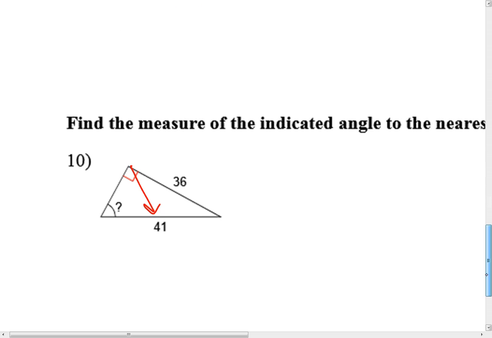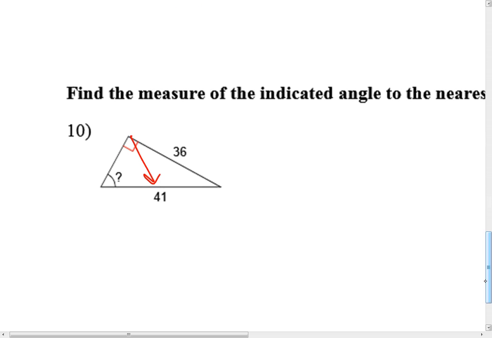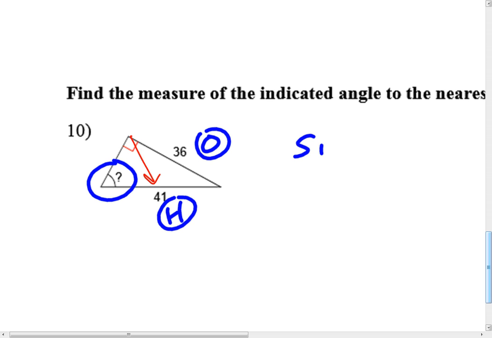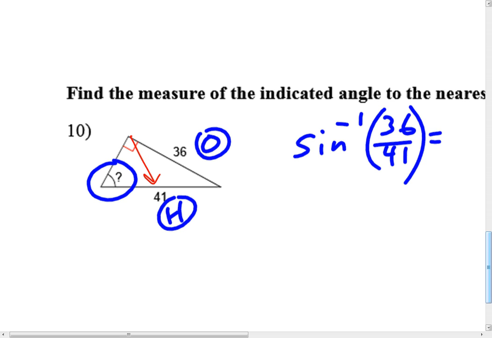Jump to number 10. Number 10 is exactly like number 8. We're looking for an angle. Only this time we have hypotenuse and we have an opposite side. This should have been sine inverse. 36 over 41. I'm doing the two angle ones at the same time. That was number 10. 61 degrees. The angle ones I asked you to do to the nearest degree. No decimals involved.